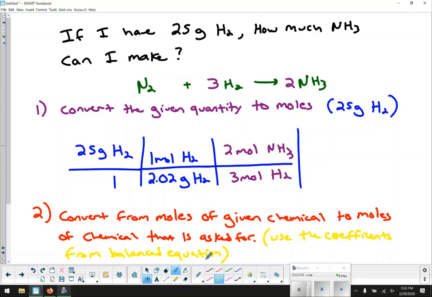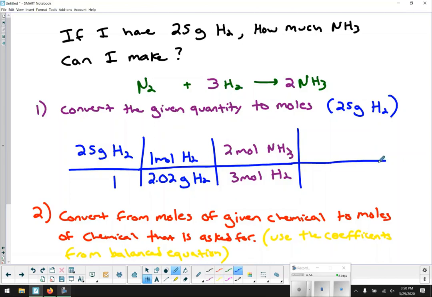So in this case, it's important to set it up so your units cross out. So we want to get rid of moles of H2, so that goes on the bottom to cross out. Moles of NH3 on top. And I literally just looked at the balanced equation and took those 2 coefficients. NH3 has a 2 in front of it, H2 has a 3 in front of it.